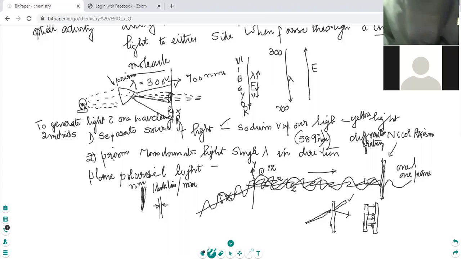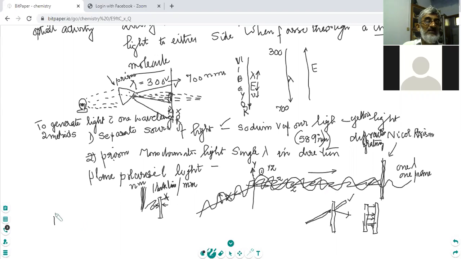So this distance is such that any wave coming in a perpendicular plane will not pass through it. Only the wave which is coming in a vertical plane, along this plane, will be entering through and going out. Okay, so this is what is meant by plane polarized light.